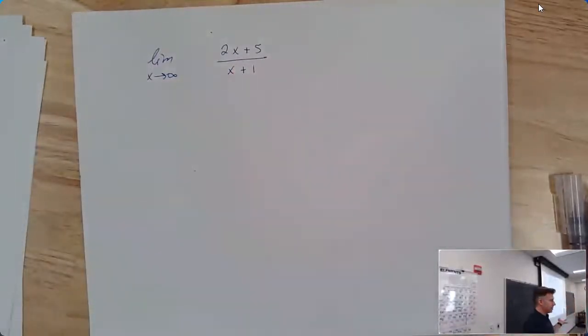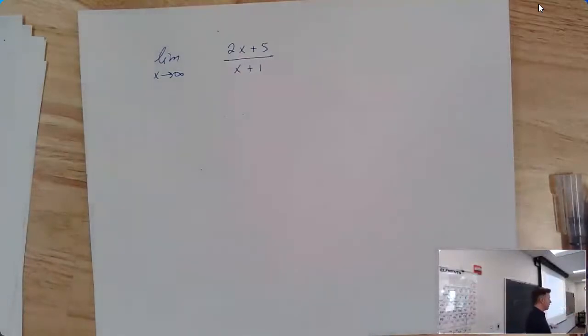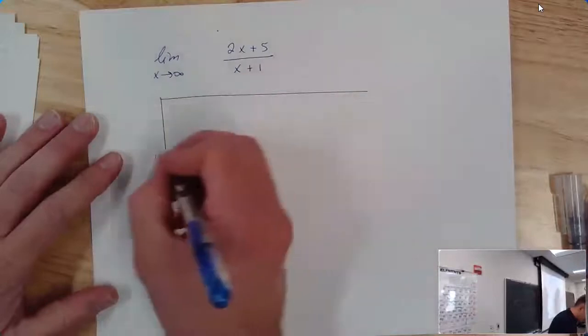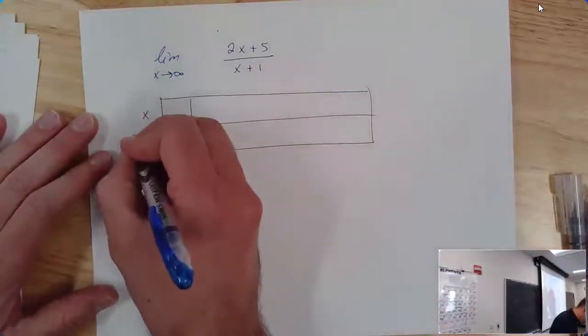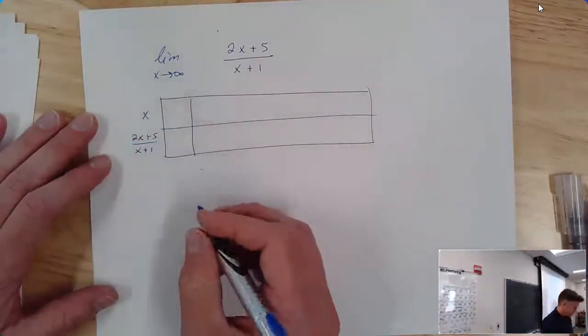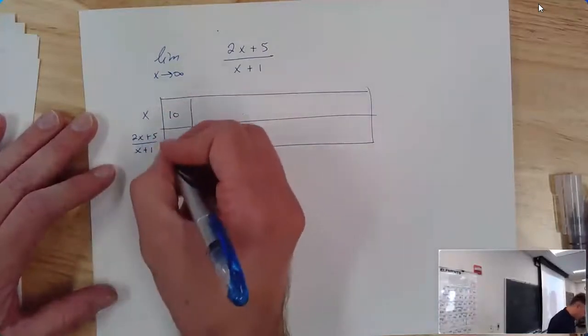You might know the answer to this already. Good. But let's think about what happens if we start plugging in very large values for x. So if I make a little table here, I'm never good at tables, they are not my forte. So if I plug in, like, x equal to 10, well, let's see, 25 over 11. Okay, great.